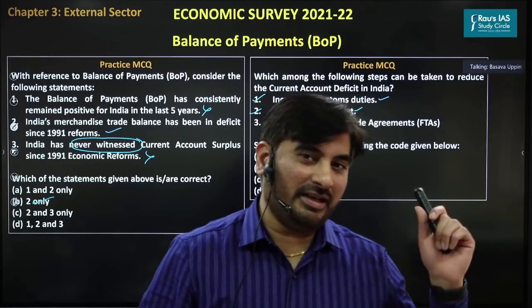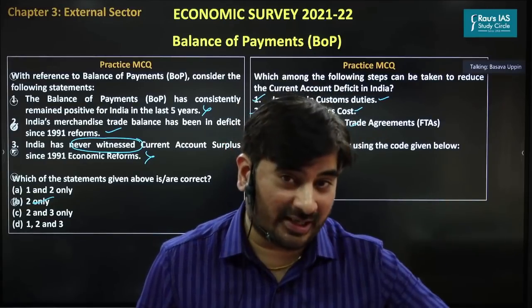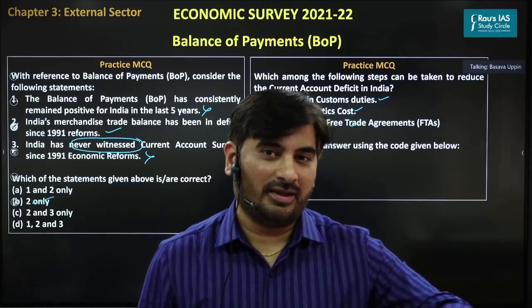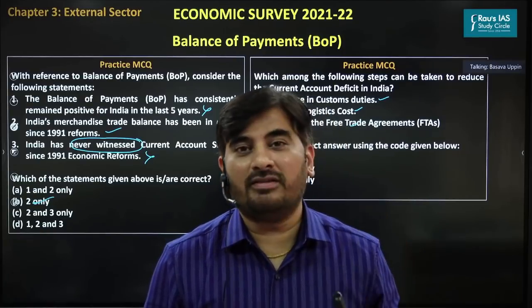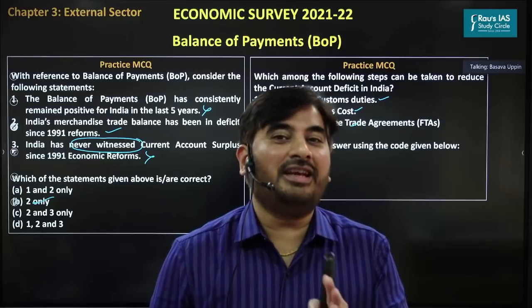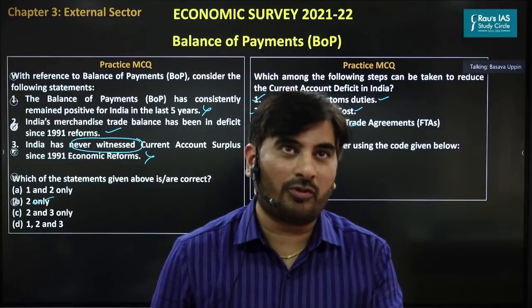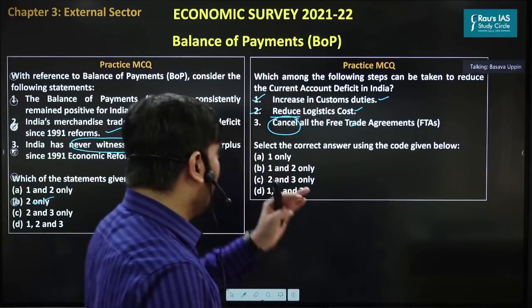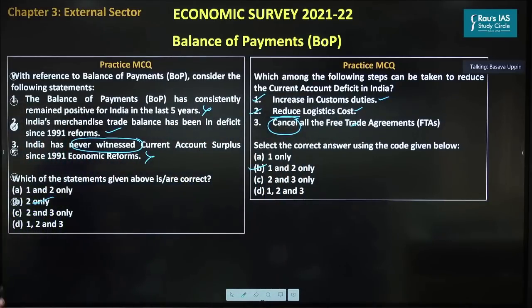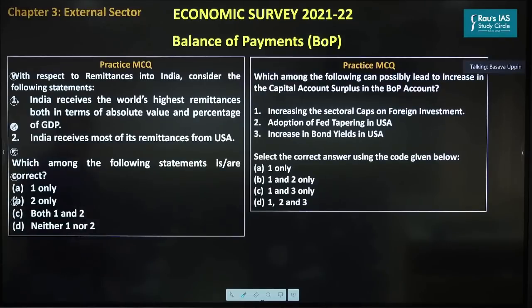So here the statement is cancelling all the free trade agreements. Is it the solution? This is not the solution. Rather, if the statement was renegotiate the FTAs, then probably the statement was correct. So the right answer would be 1 and 2 only. Look at practice question number 3. Let me know the answer.